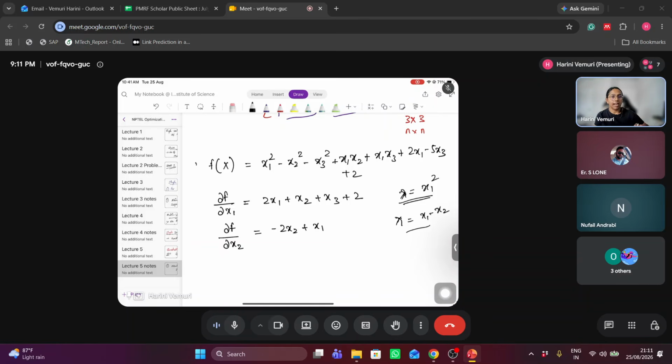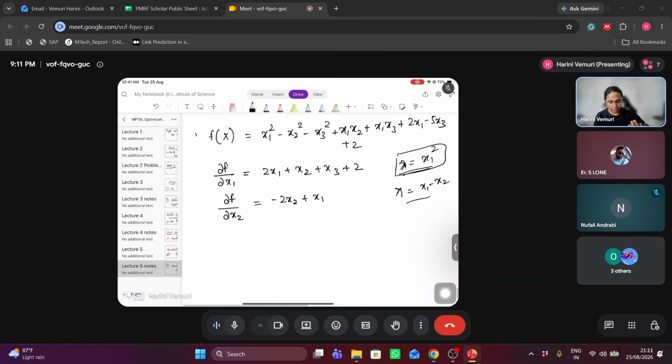So I don't think they will ask you, but mostly it will be constants only if you are going for a high number of variables. The Hessian matrix will be constant only. I mean, you can get constant eigenvalues. Okay. So then coming to this, dou f by dou x2 will be this one. Then dou f by dou x3 is minus 2x3 plus x1 minus 5.